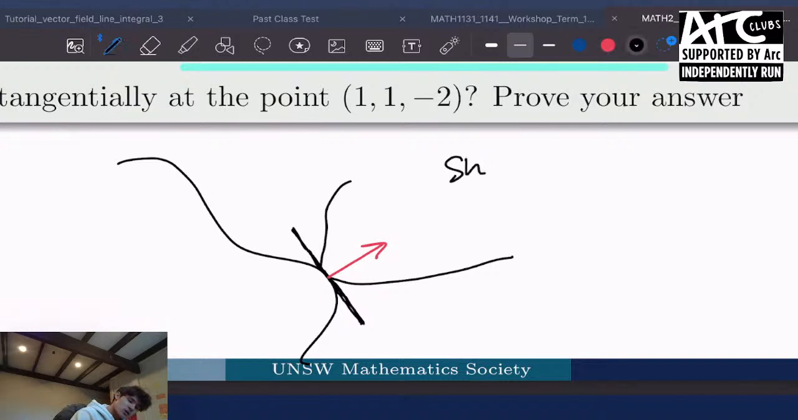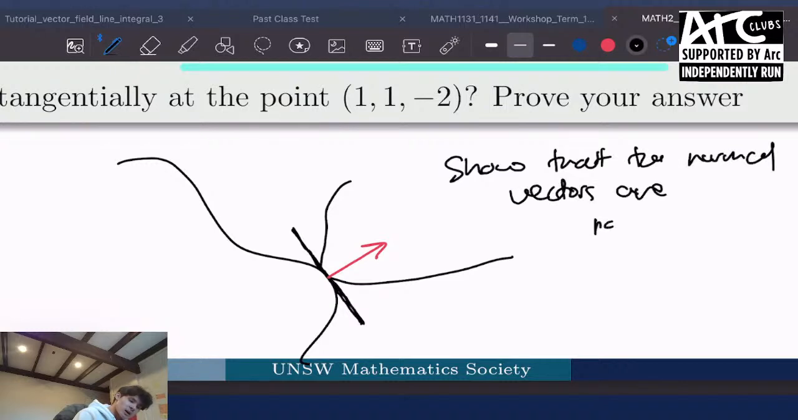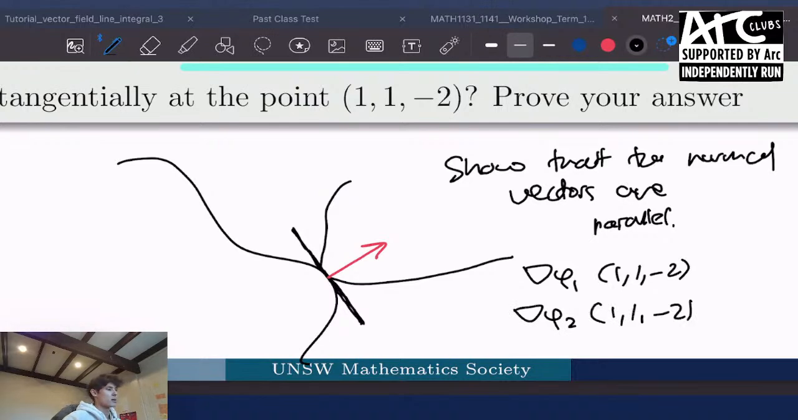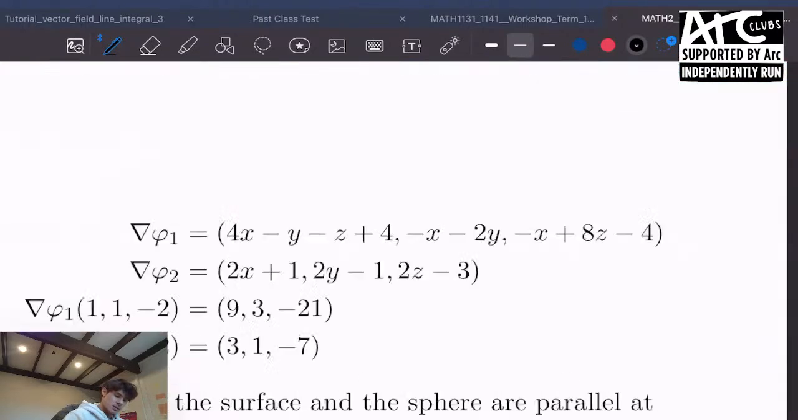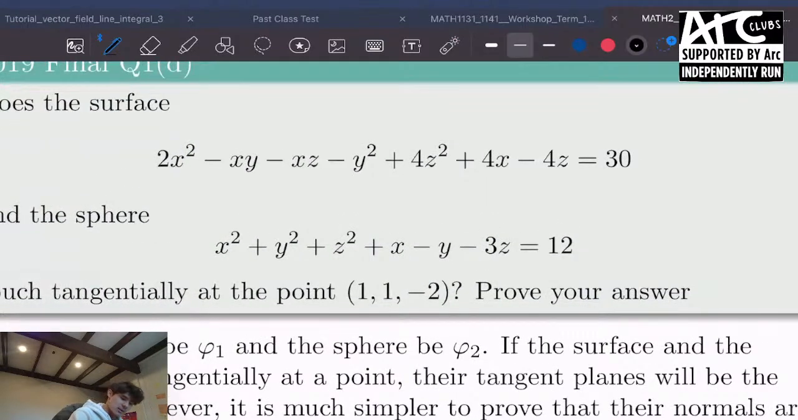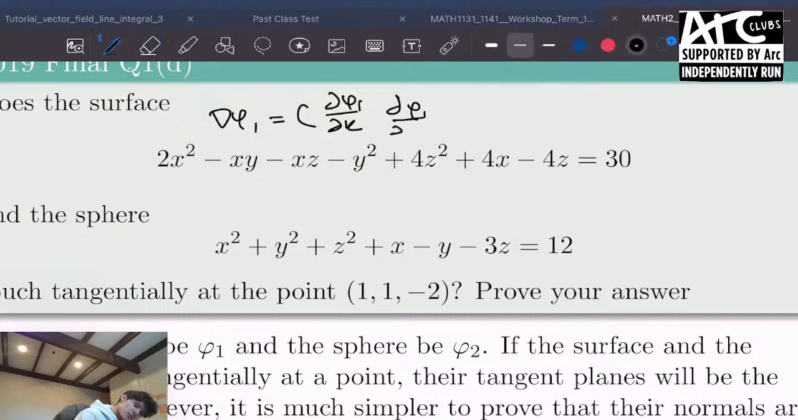So all we need to do is show that the normal vectors are parallel. And that's surprisingly easy, because remember, the normal vectors would be just the gradient of phi1 evaluated at the point (1, 1, -2), and the gradient vector of phi2 evaluated at the point (1, 1, -2). Okay? So all we need to do is find these gradients and substitute the point in. We can find the gradients, and they're not too complicated, because, for example, finding this gradient is just a matter of finding its partials with respect to x, with respect to y, and with respect to z. Okay, so we can just calculate them, and they're here.